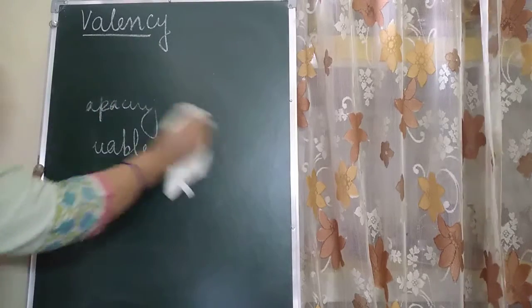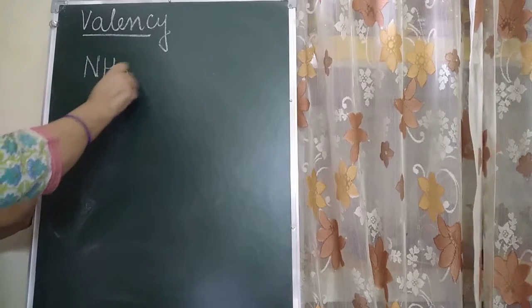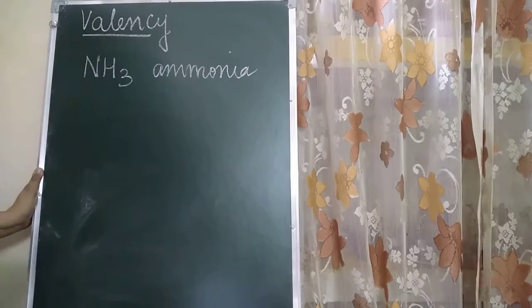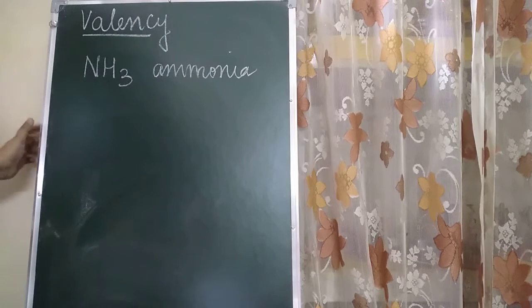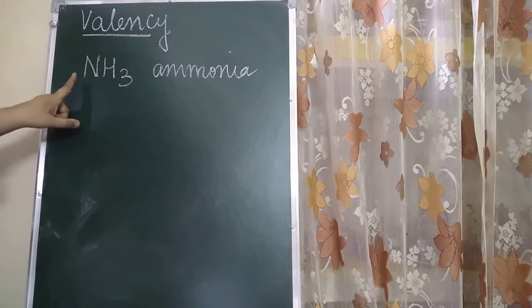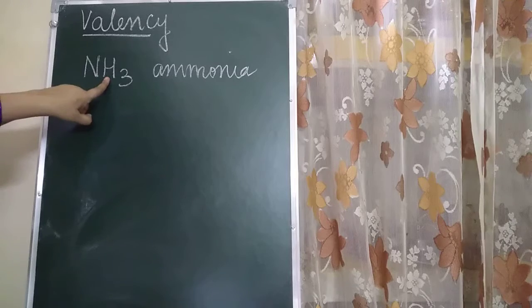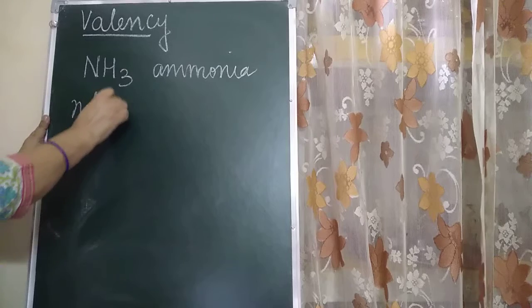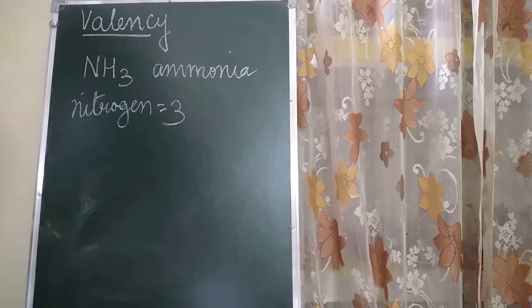Now NH3, what is it children? This is ammonia. Formula is NH3. Now its composition, children: 1 atom of nitrogen combines with 3 atoms of hydrogen. And what is its valency? The valency of nitrogen is 3.